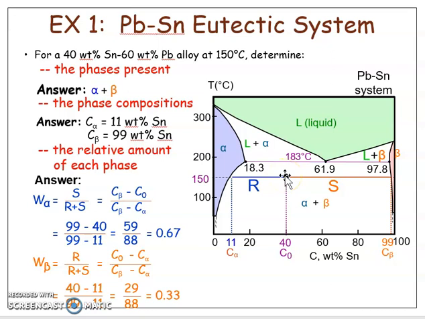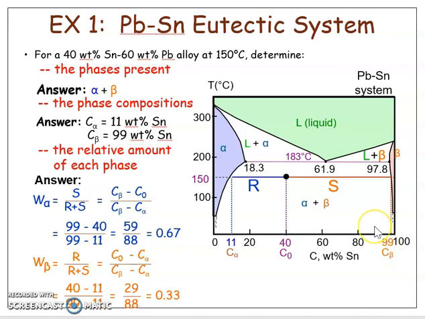So now you have to make a line below. So here the Ca is 11% tin, and here Cb is 99. Okay, 99% of tin, right? So that is the phase composition.